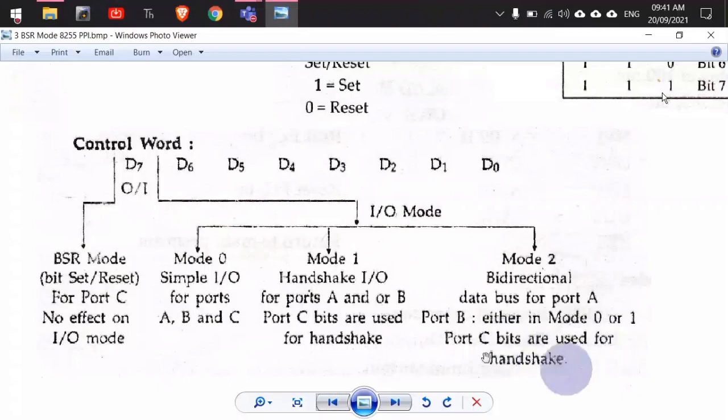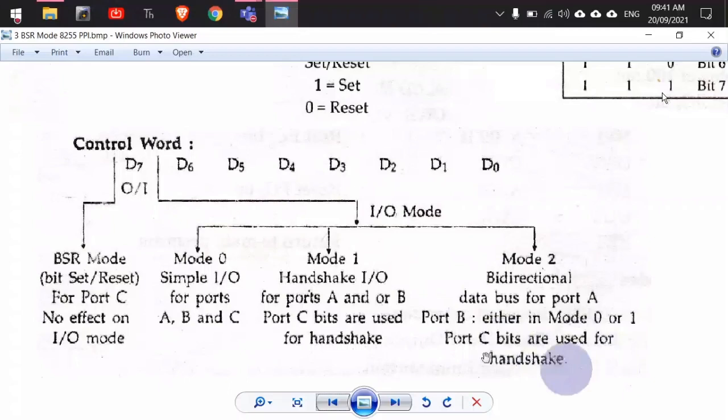So these are again simple modes to learn. Mode 0 does not bother about the data transfer speed. Mode 1 and mode 2 bother about that. But in mode 1, you only have a single direction, either an input or output port. Mode 2 can have bidirectional ports.